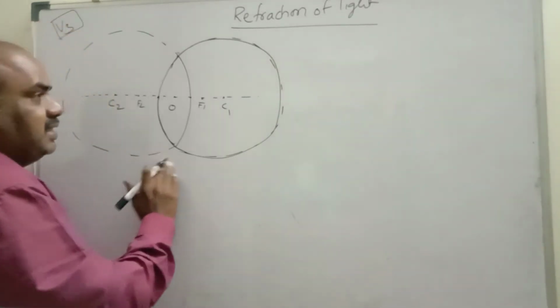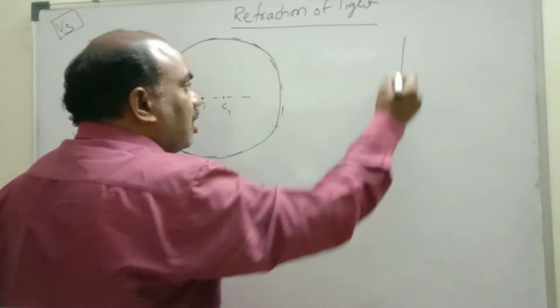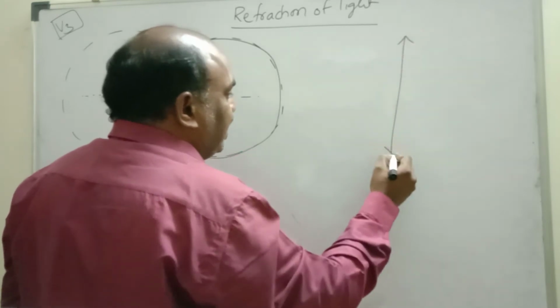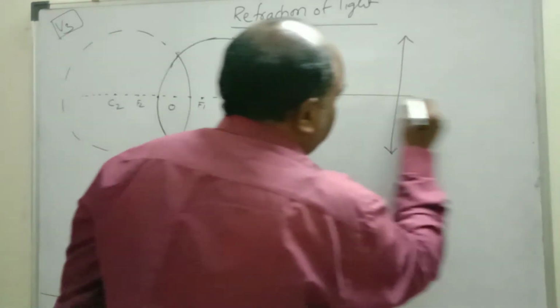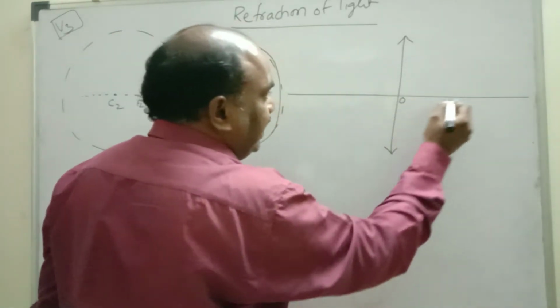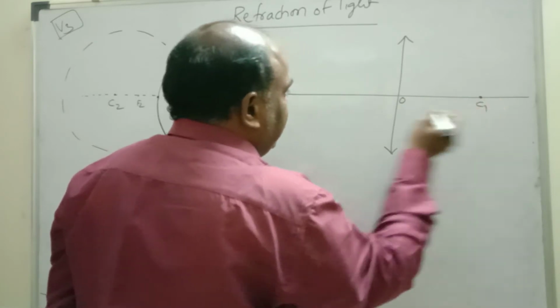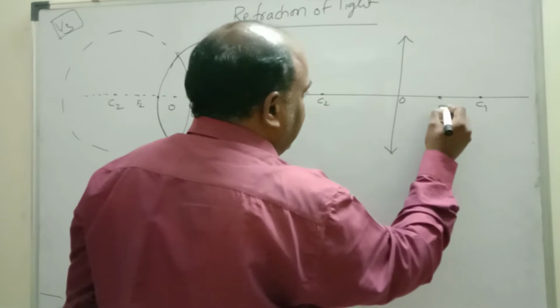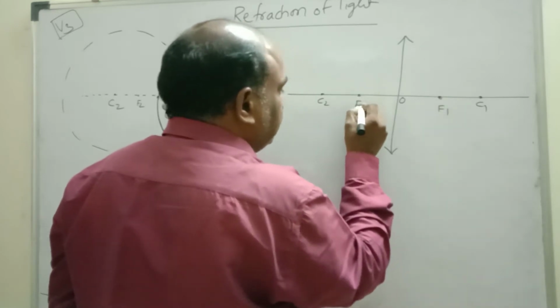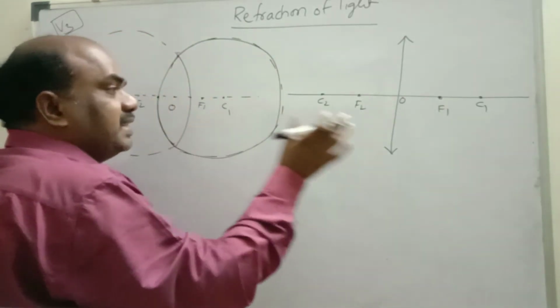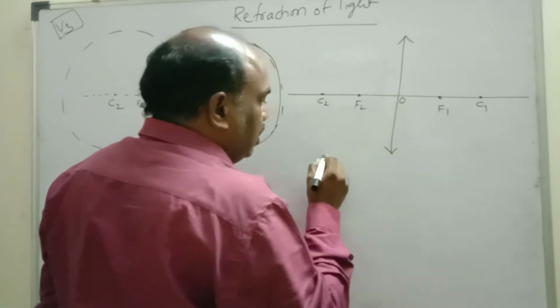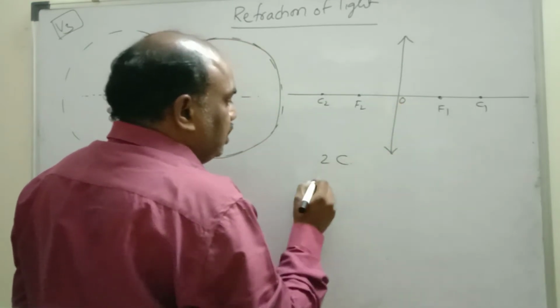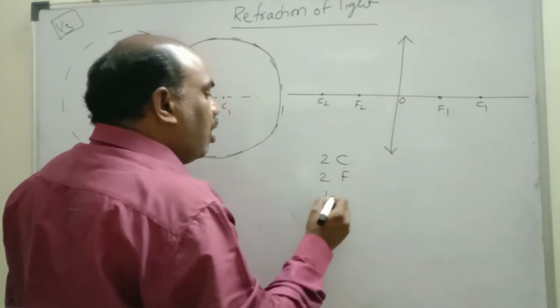Now, you can draw this diagram like this also. A convex lens can also be drawn like this. This is a biconvex lens, with the principal axis and optic center. This is center of curvature C1. This is center of curvature C2. This is focus 1. This is focus 2. That means a converging lens consists of one optic center, two centers of curvature, and two foci.